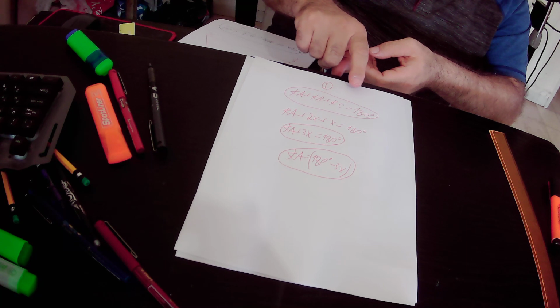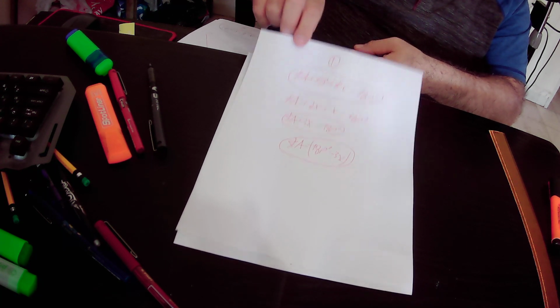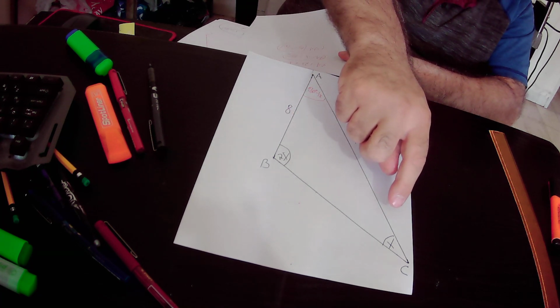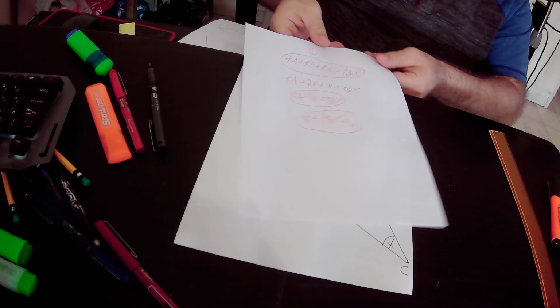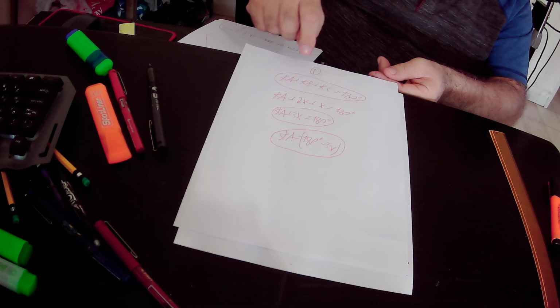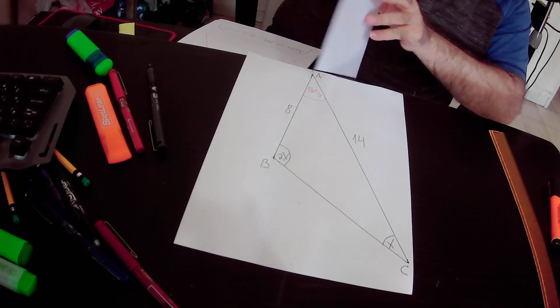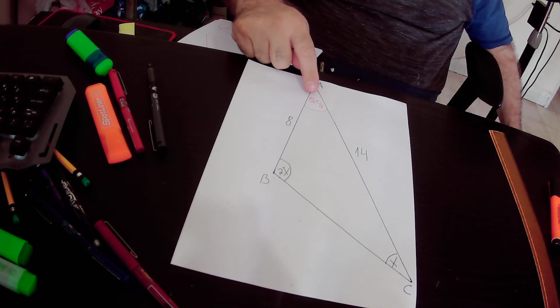So from this equality, A plus B plus C equals 180 degrees, we know that B equals 2x degrees, C equals x degrees. So we can substitute B by 2x and C by x, and we get that A equals 180 degrees minus 3x. The size of angle A is 180 degrees minus 3x.